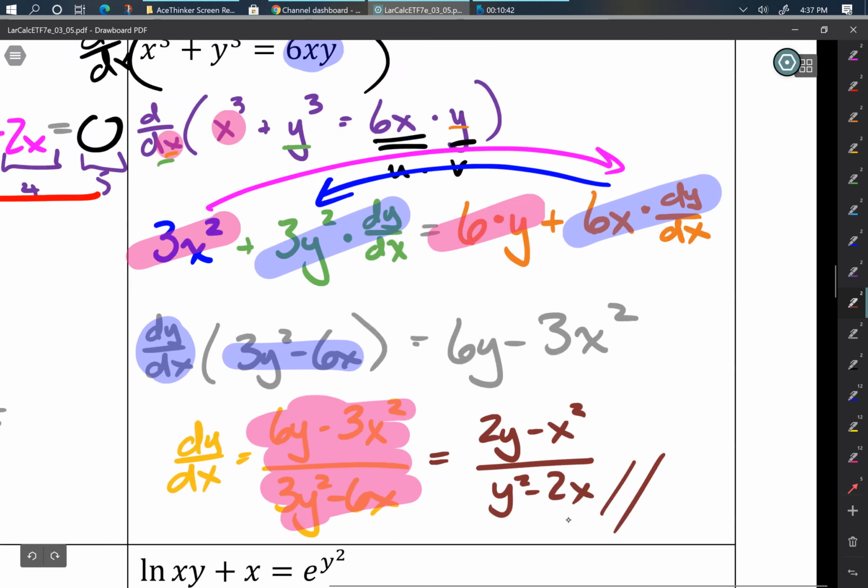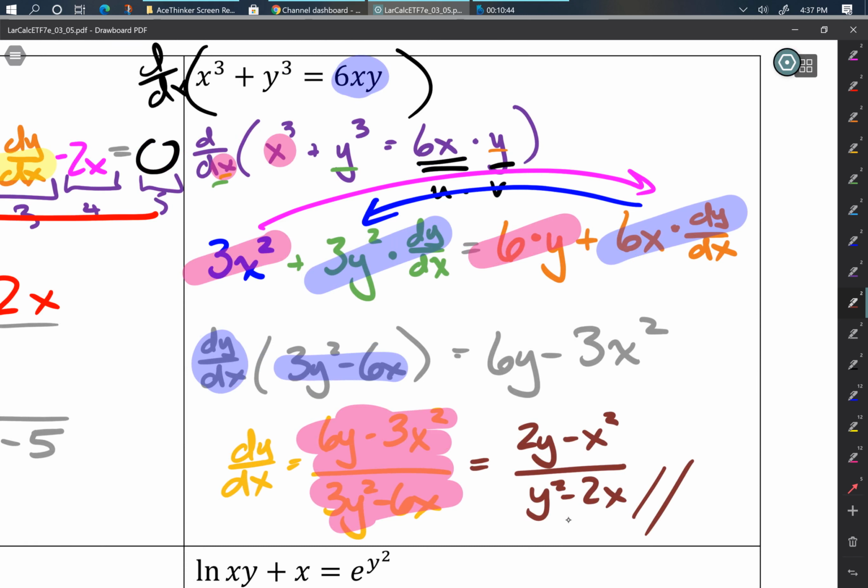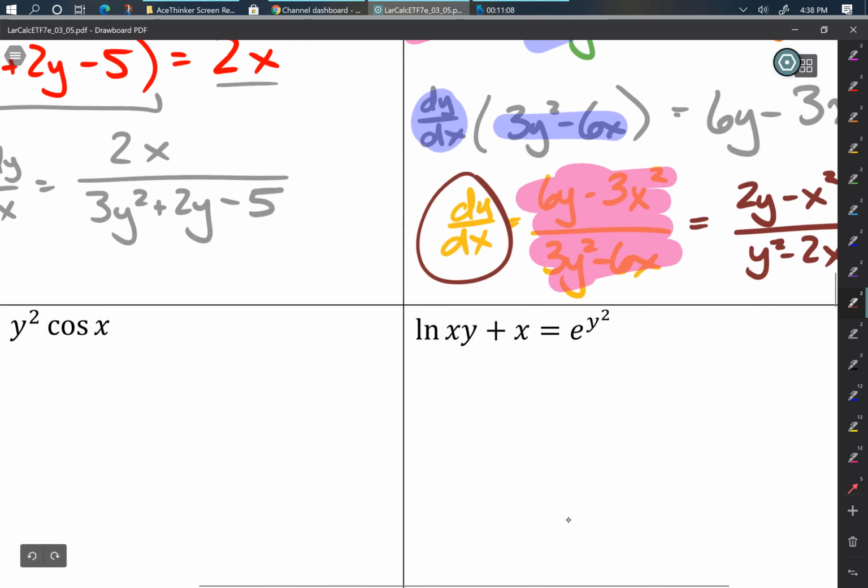So I'm taking derivatives of implicit equations. When I take the derivative of an implicit equation, I take the derivative of each term in the equation. I gather up my dy dx terms. I gather up my non-dy dx terms. I factor and then divide to solve the equation for dy dx.